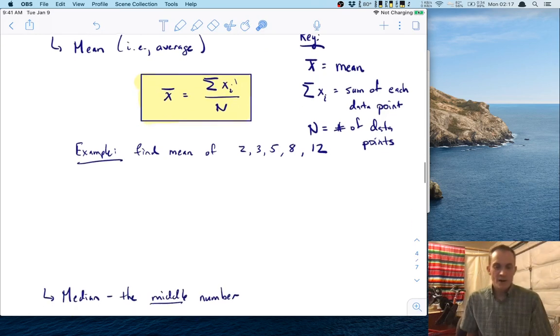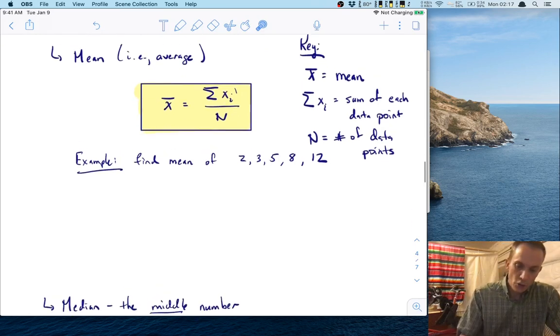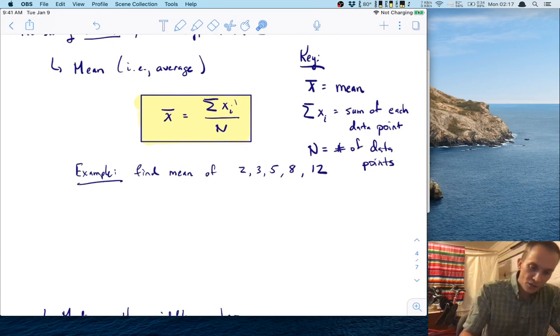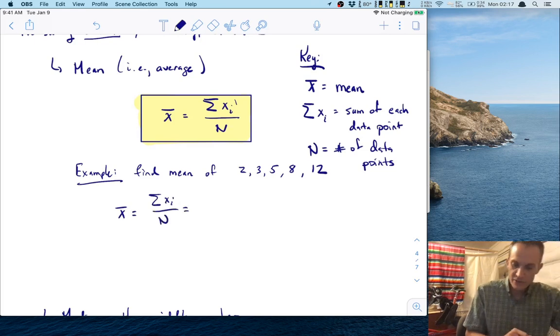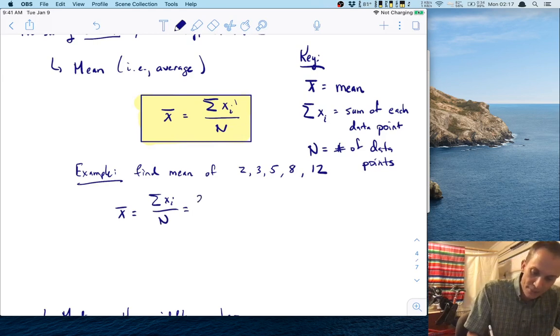So let's suppose that we wanted to find the mean of 2, 3, 5, 8, and 12. Now let's do it with our formula. So we'll say x bar, again, which represents the mean, is going to be the sum of the x_i's divided by n. Okay, so we'll talk about what each of these is. First of all, the numerator, the sum of the x_i's. Well, that's just the data points added together. So this is 2 plus 3 plus 5 plus 8 plus 12.